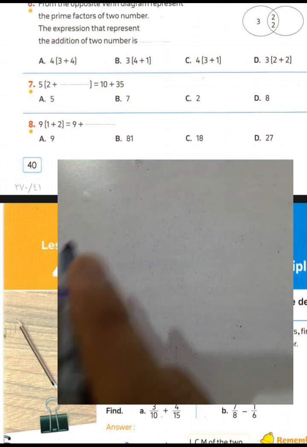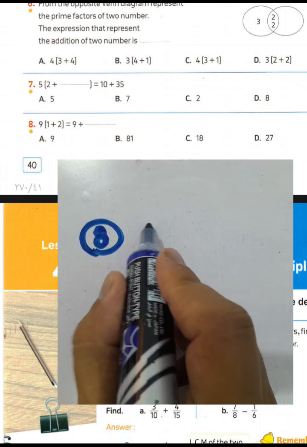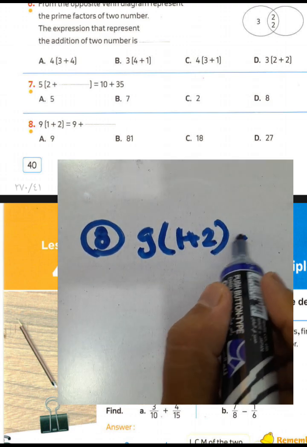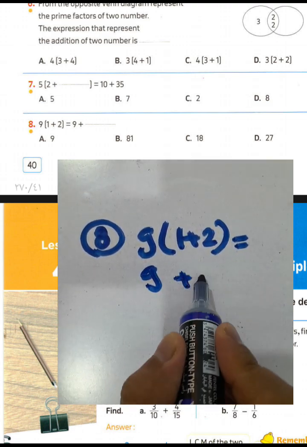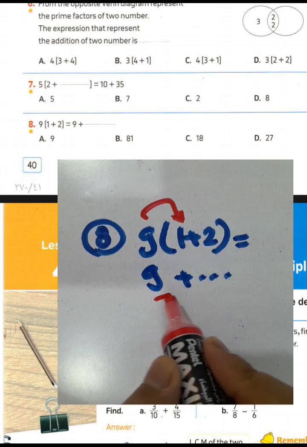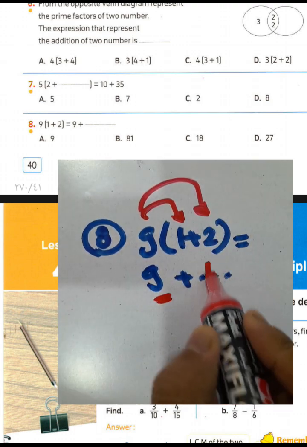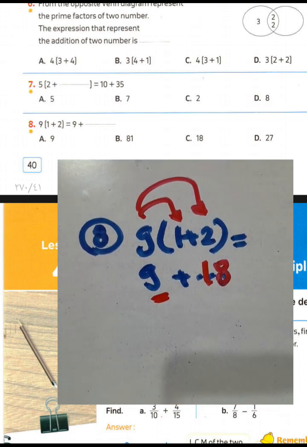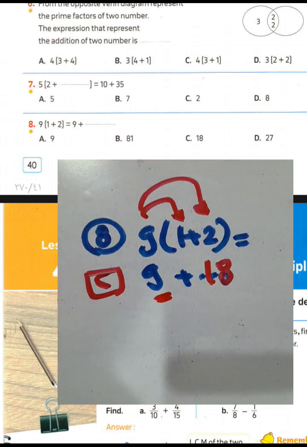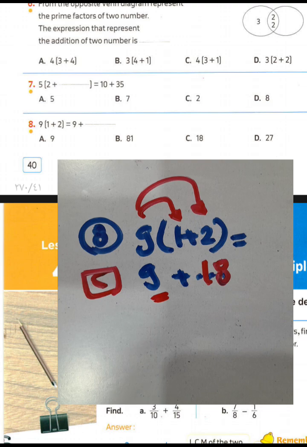Last question, question 8. 9 multiplied by 1 plus 2 equals 9 plus space. We use here the distributive property. 9 times 1 equals 9. 9 times 2 equals 18. Choose letter C about question 8. Understood?